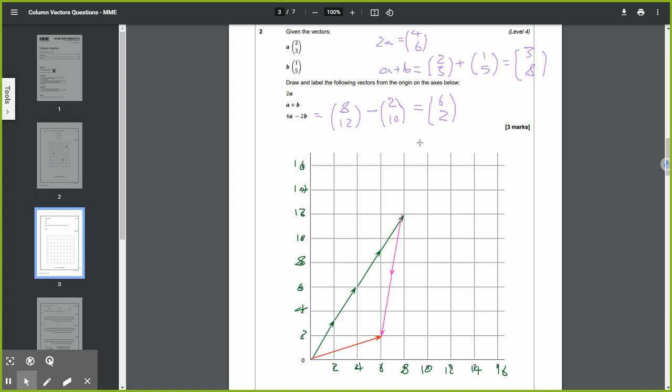And it's combining the idea of using a diagram with using a column vector. So I hope that was handy. I hope that was useful. And I'll have a go at the rest of the questions. The answers are on the right-hand side.